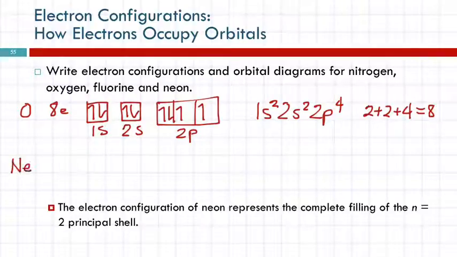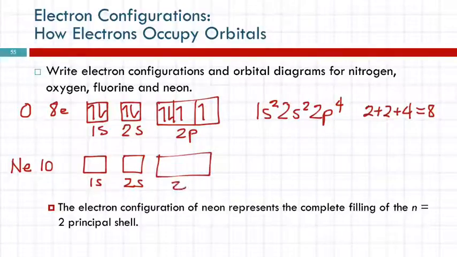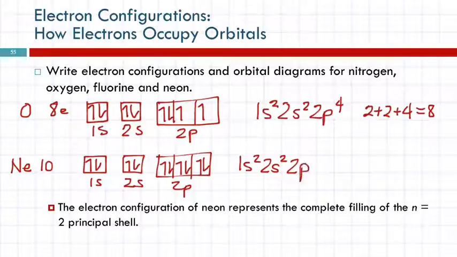Neon, 10 electrons. 1s, 2s, 2p. Again, 1, 2, 3, 4, 5, 6, 7. Number 8 has to share. 8, 9, 10. Neon has a full set of rooms there. 1s2, 2s2, 2p6.